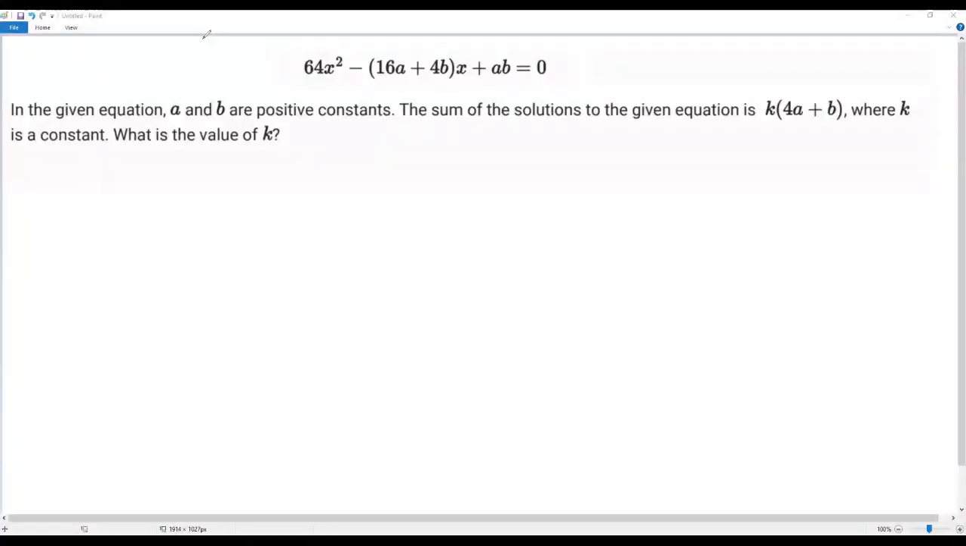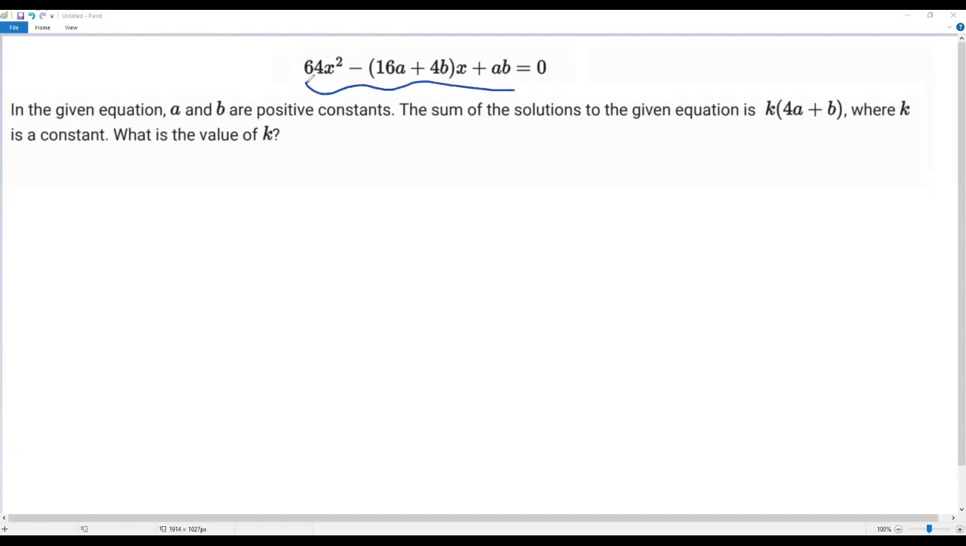Here we have a SAT math problem. Okay, let's go to the question. Here we have a quadratic equation that is 64x² − (16a + 4b)x + ab = 0. In the given equation, a and b are positive constants. The sum of the solutions to the given equation is k times (4a + b), where k is a constant. What is the value of k?